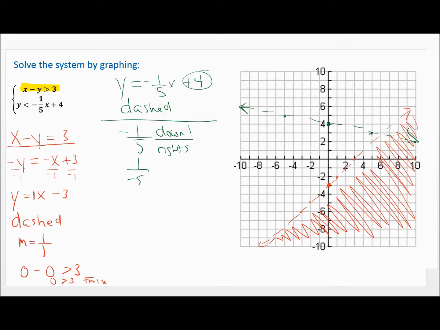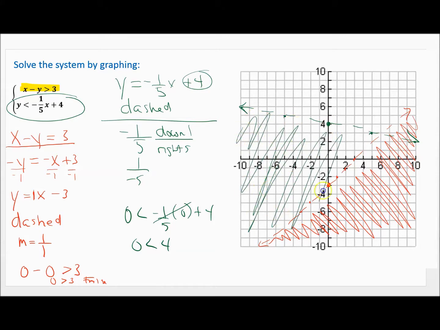Now I've got to figure out what to shade. So 0, 0 is my test point. Notice 0, 0 is not on my dash line. So I go back to my original inequality. Is 0 less than negative 1/5 times 0 plus 4? And that's saying 0 is less than 4 because that's just 0, right? And 0 is less than 4. So looking at the green line, ignore the red for now. Pretend like it's not even there. When I'm looking at my green line, I'm talking about lower left. So I'm shading all this in.